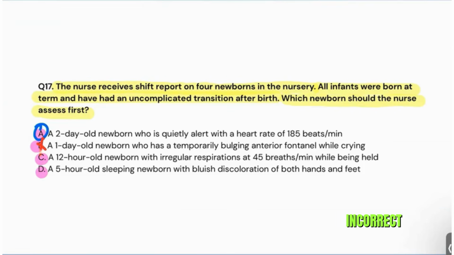Letter B is incorrect because a bulging fontanelle while crying can be transient. Letter C is also incorrect because irregular respiration can be normal in newborns. And letter D is also incorrect because acrocyanosis is common shortly after birth. Let's go to the next question.